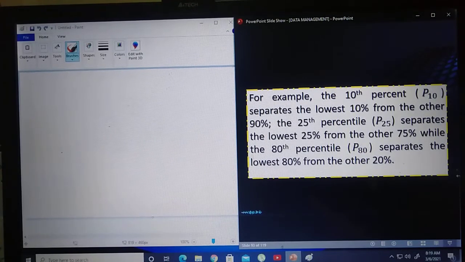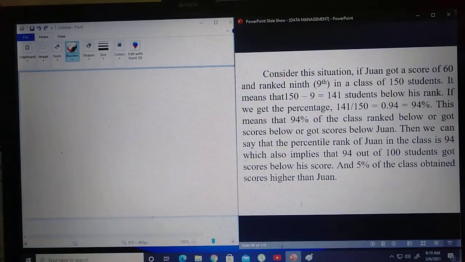For instance, if one got a score of 60 and ranked 9th in a class of 150 students, it means that there are 141 students below his rank. If we get the percentage, we get 94%. This means that 94% of the class got scores below his. Then we can say that the percentile rank of his score in the class is 94, which implies that 94 out of 100 students got scores below his score, and 5% of the class obtained scores higher than his.